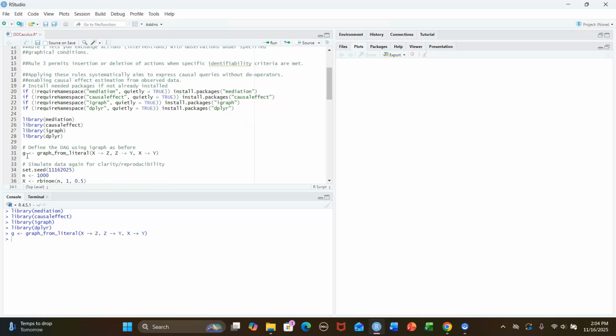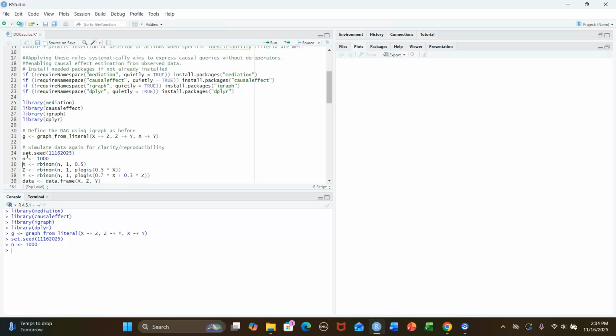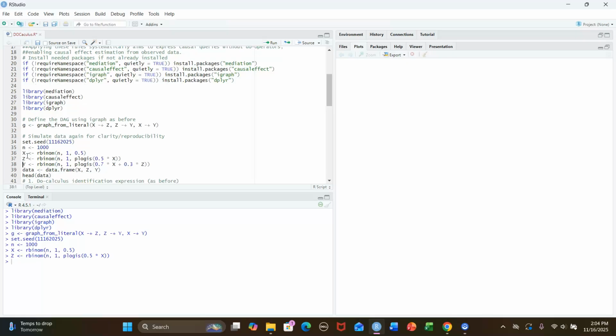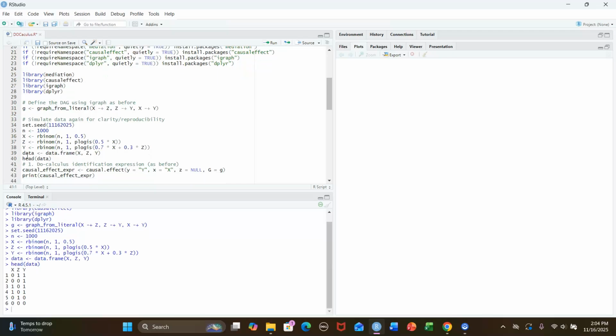And then we can generate our data set, set random seed, sample size 1,000. In this case, we use three binary variables X, Y, Z, and X is the intervention, and Z is the potential confounder or mediator, and then Y is the outcome depending on X and Z. And put them together as a data frame. This is what it looked like.